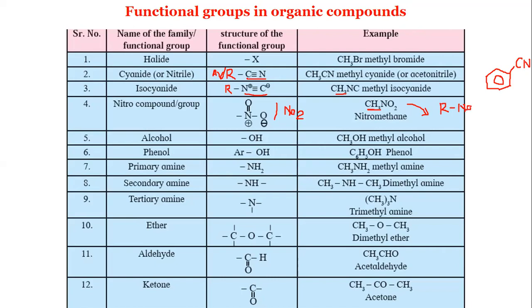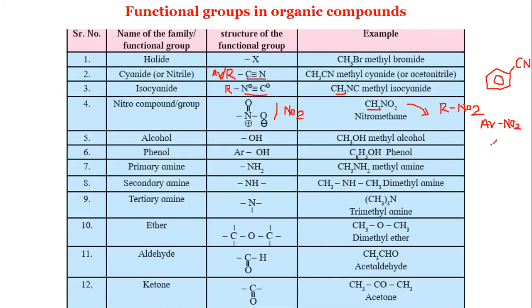So these are the nitroalkanes. The nitro group is attached to the alkyl group, so it is called nitroalkanes. And if it is attached to the AR group, ARNO2, it means the NO2 group can be attached to the aromatic system.